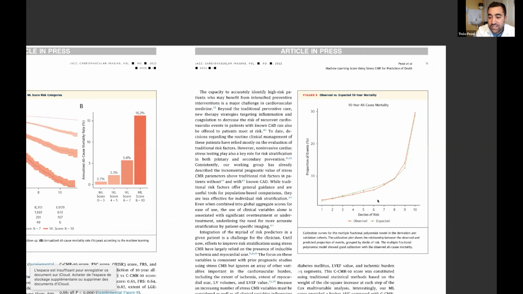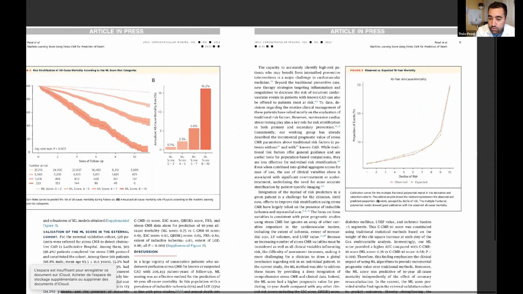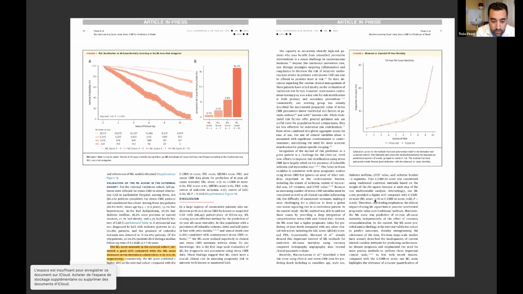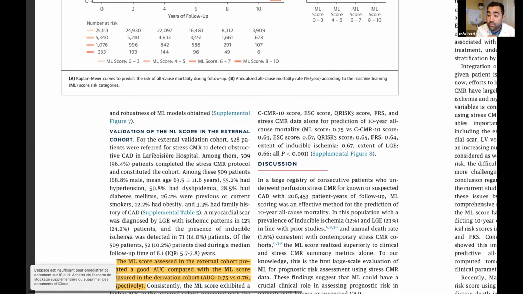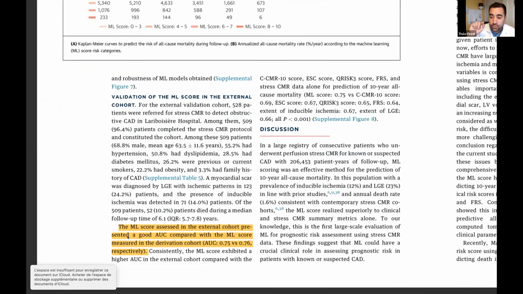And this is pretty consistent with some literature about stress CMR. To conclude, this is systematically important. The reviewers of JACC Imaging, after five rounds of reviews, asked us to propose an external cohort validation. This is absolutely mandatory to show that it's interesting for clinical routine.